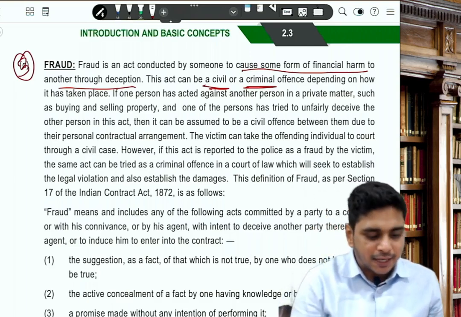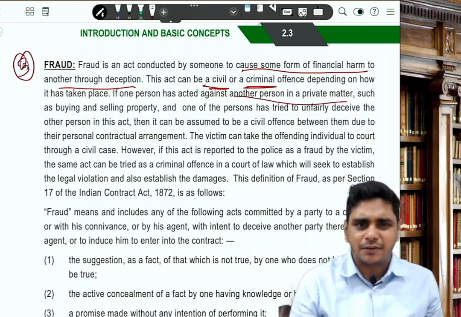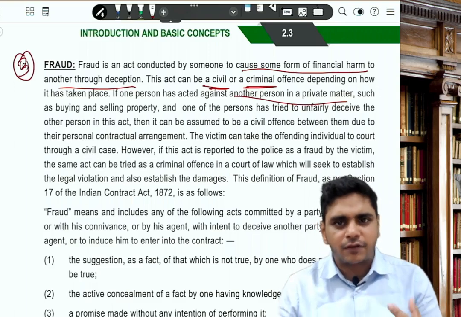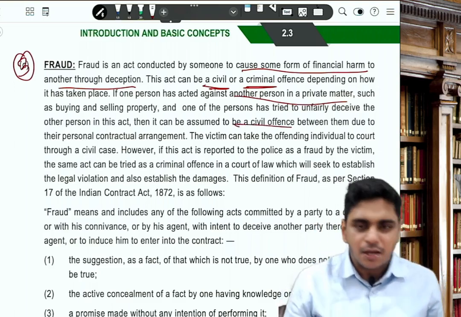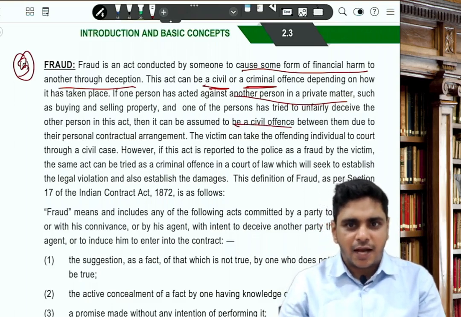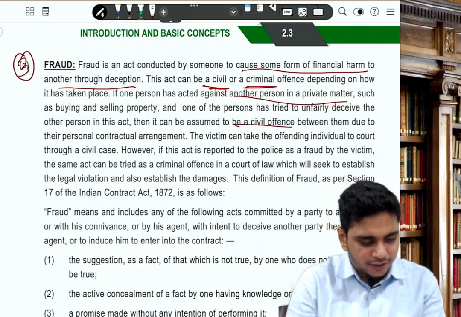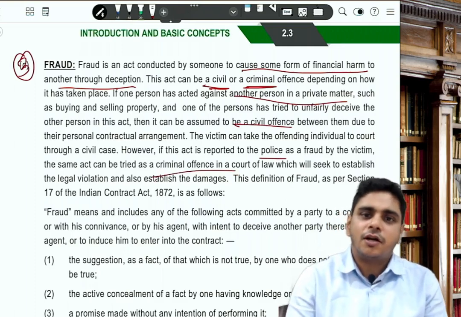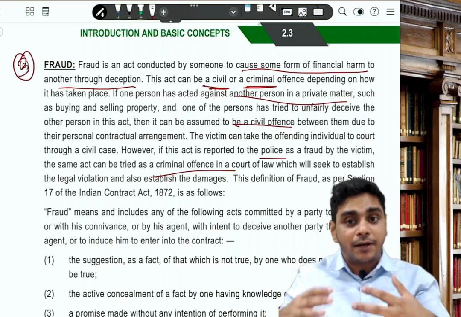If a person has acted against another person in a private matter, just buying and selling property, and unfairly he deceived over that property, so it will be called what? Civil offense, because two people were involved, it was a contractual relationship. However, if the act is reported to police as a fraud by the victim, then it can be tried as a criminal offense also. So here we can't say whether it is civil or criminal, it depends upon the severity of the offense.